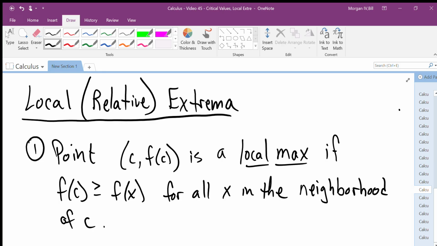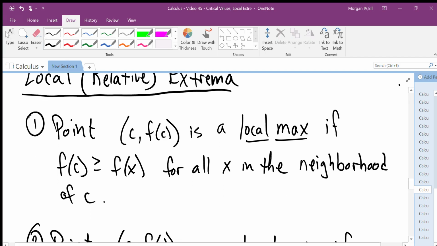Point (c, f(c)) is a local max if f(c) is greater than or equal to f(x) for all x in the neighborhood of c. What we're saying is the y value at c, f(c), is higher than the y value of all the other surrounding points in a neighborhood of c.